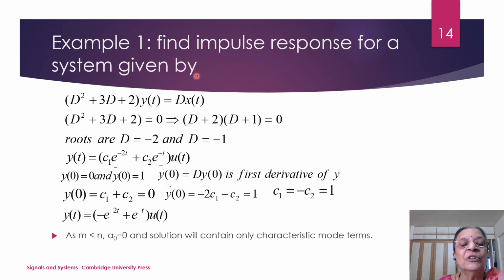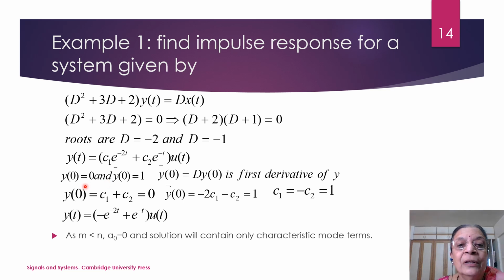Find the impulse response of the system given by this equation: (D squared plus 3D plus 2) y(t) is equal to D x(t). Now what is the characteristic equation? D squared plus 3D plus 2 equal to 0. So we get the roots of the characteristic equation, D equal to minus 2 and D equal to minus 1. So we can write the solution y(t) as some constant c1 times e raised to minus 2t for this D equal to minus 2, plus c2 e raised to minus t for this D equal to minus 1.